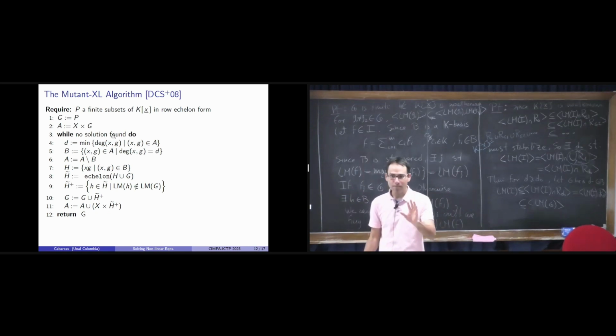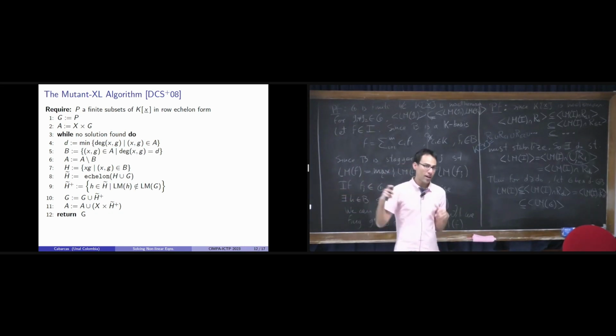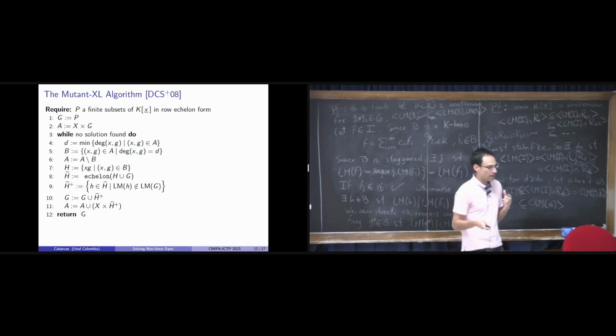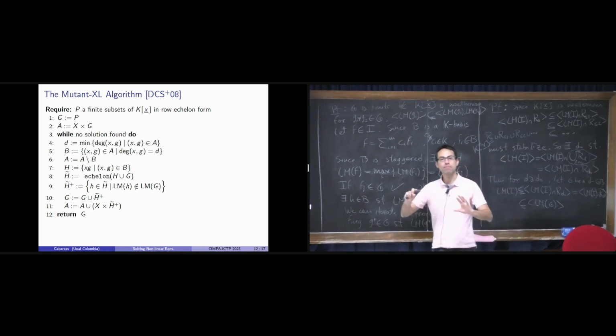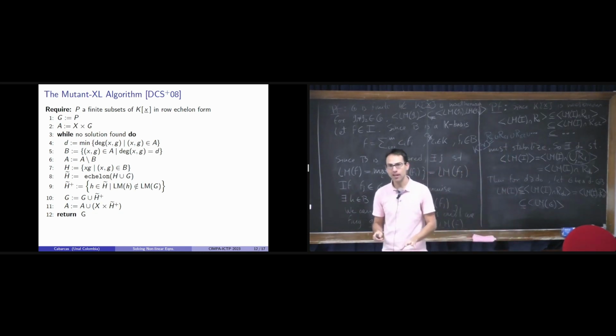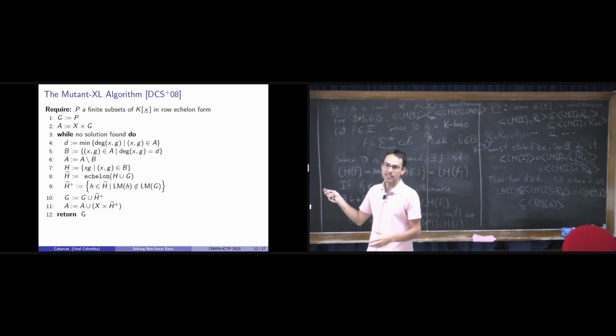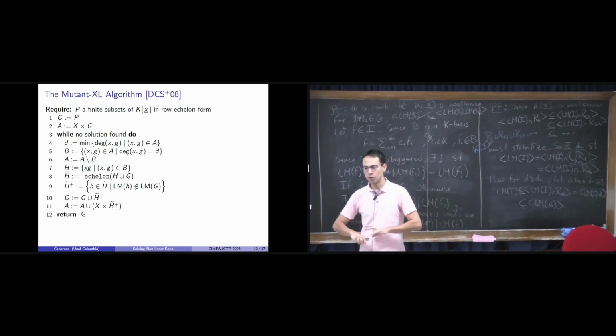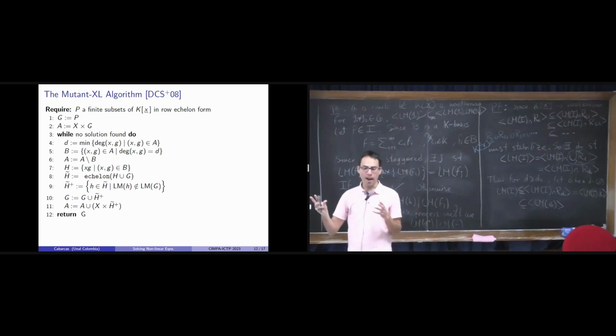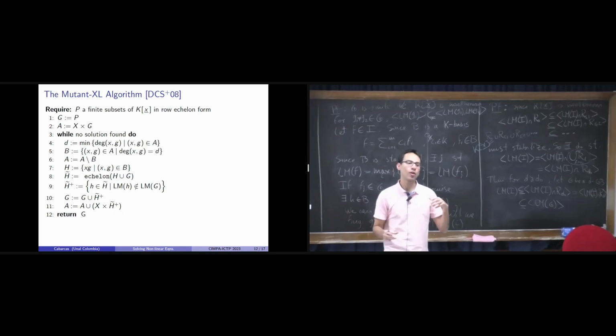So next time we will talk about how to stop, what can be a termination condition, and we will talk about the F4 algorithm, which is something in between the Buchberger algorithm and the XL algorithm. So using pairs in a way, using S-polynomials, and then also in a way using linear algebra.